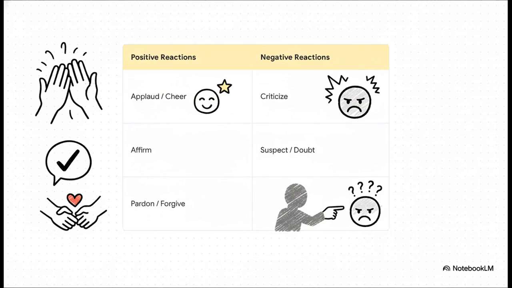On the positive side, you can applaud an achievement, which basically means you praise it, and the noun for that is applause. You can affirm something, which means you agree that it's true, and you can pardon or forgive someone for a mistake. On the negative side, you might criticize an idea you think is bad. The noun form there is criticism. Or you might suspect something's not quite right. The feeling you have is called suspicion.